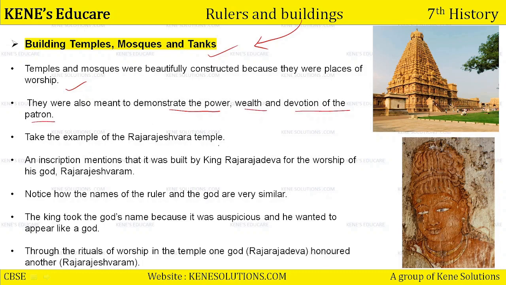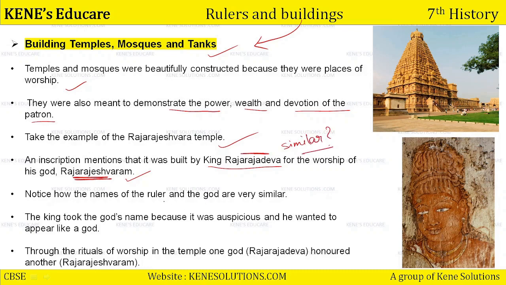Take the example of the Rajarajeshwara temple. Okay, an inscription mentions that it was built by King Rajaraj Deva for the worship of his god Rajarajeshwaram. So the name of the god is Rajarajeshwaram and the name of the king is Rajaraj Deva. They are quite similar, don't you think?